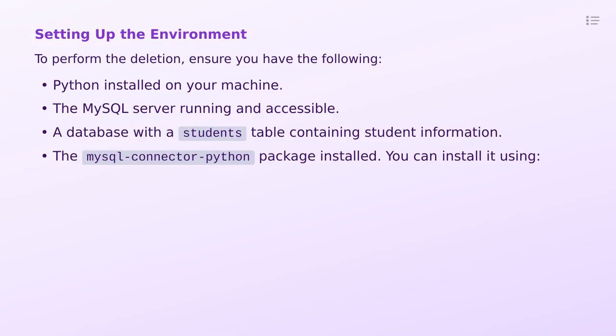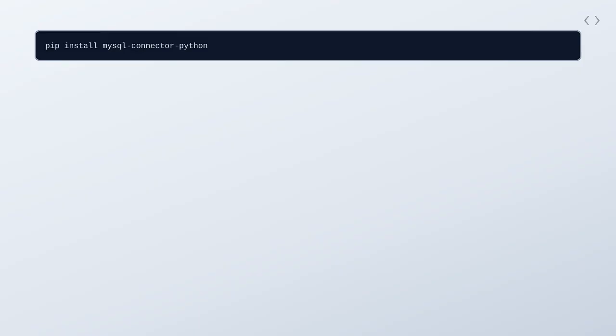Let's move on to setting up the environment. To perform the deletion, ensure you have the following. First, Python installed on your machine. Also, the MySQL server running and accessible. Also, a database with a students table containing student information. Finally, the MySQL connector Python package installed. You can install it using the samples on screen. Take a moment to read through them.